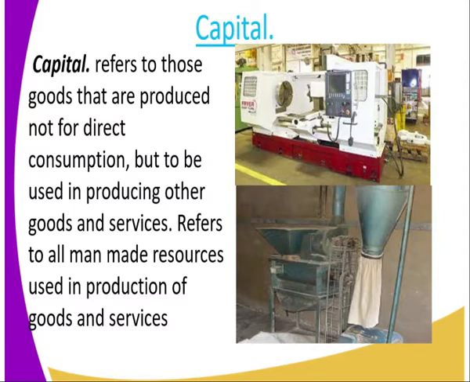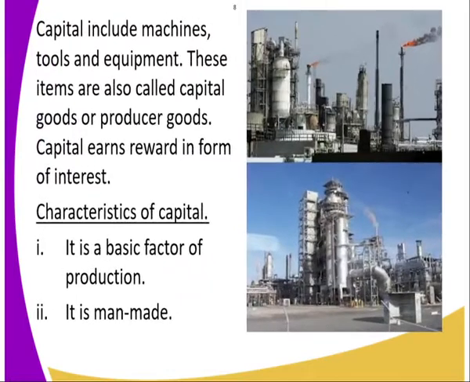It refers to all man-made resources used in production of goods and services. Everything. If it is a laptop, that is capital. If it is a computer, capital. All the machineries in the factory, that is capital. Capital includes machines, tools, and equipment. These items are also referred to as capital goods or producer goods. Capital earns rewards in form of interest. So whatever it gets, it is interest.